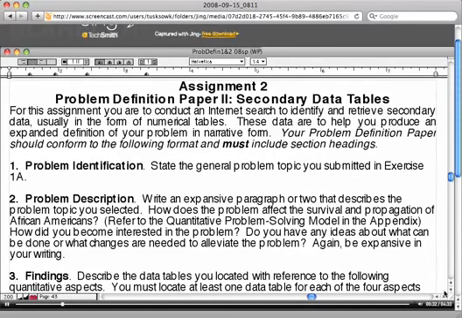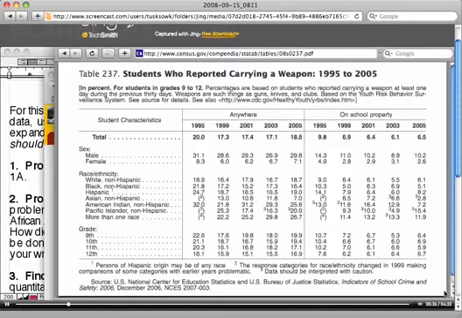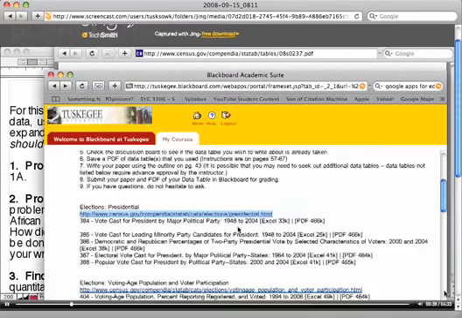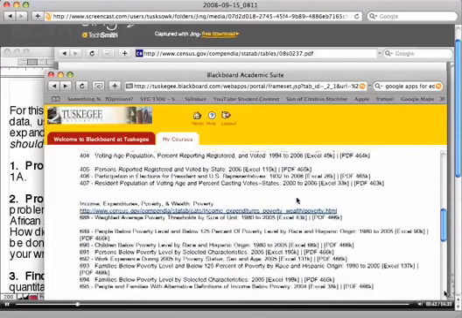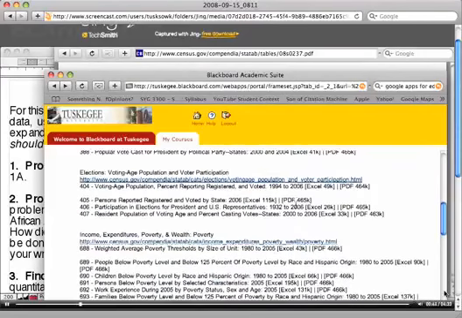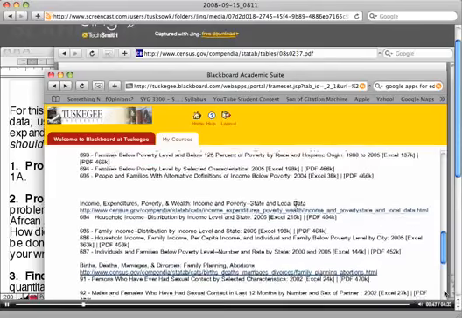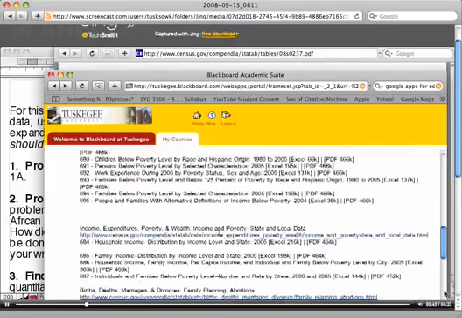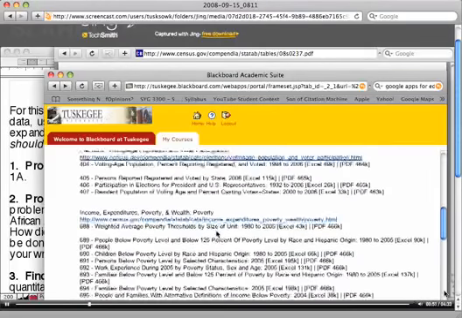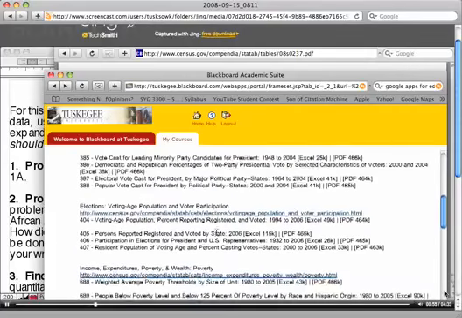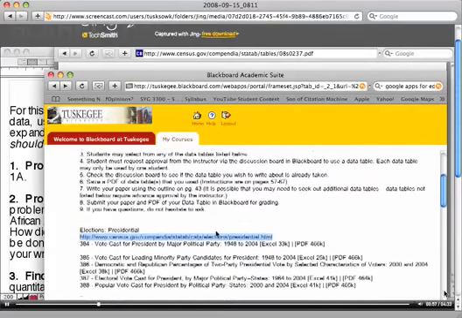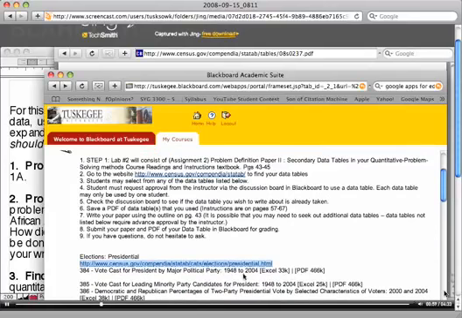If you look in Blackboard, I've already given you links to specific websites which have data tables. One of the first things you need to do is scroll through them and find a data table, something that interests you. I prefer to do it this way and allow students the opportunity to choose something they're interested in, because I think you'll get a little more involved with it.